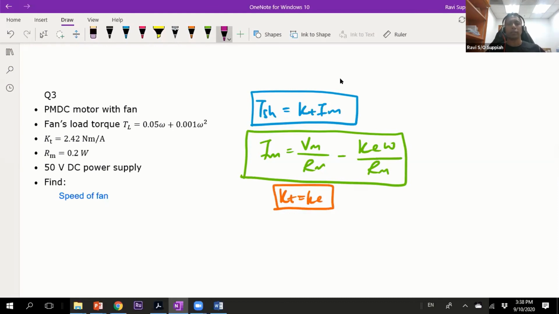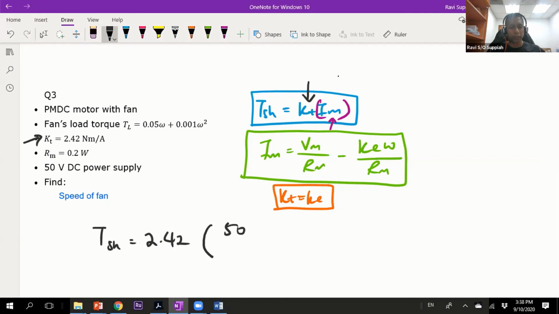So what we can do is substitute the whole IM in, to relate the torque, KT and IM together. Let's look at how we can do this. I can say that the torque of the shaft is equal to KT. What is KT? KT is given as 2.42, multiplied by the whole IM expression. And what is the IM expression? Put in all the numbers.